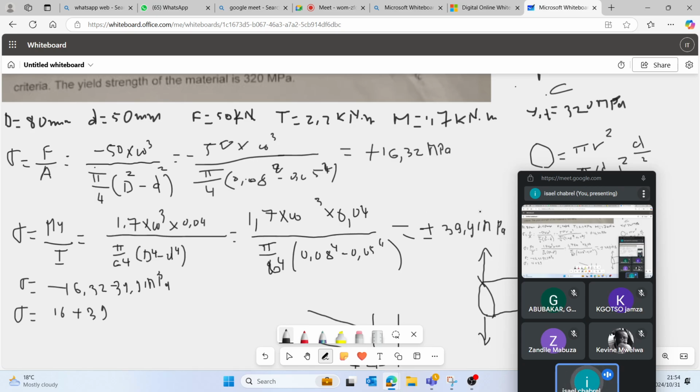Remember, this one is plus minus because at a certain position it is positive and at another it is negative. But which one do we need? We need the one that matches our direct stress. So if the direct stress is negative, like in this case, we will have negative minus negative. If the direct stress is positive, which is tensile, we'll have positive plus positive. So at the end of the day, the direct stress that we have is 16 minus 39. It should give us the full answer.